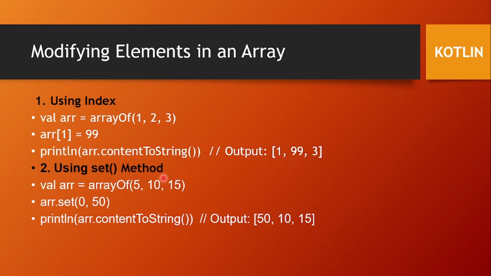By using the set method you can also do that after creating your array. You can later on use the set method and its parameters. The first parameter will be the index of your array, the index 0 in here, and 50 will be the new value that I have passed into its parameter. After that, by using the println function, you can print them and you can see the changes in the output.